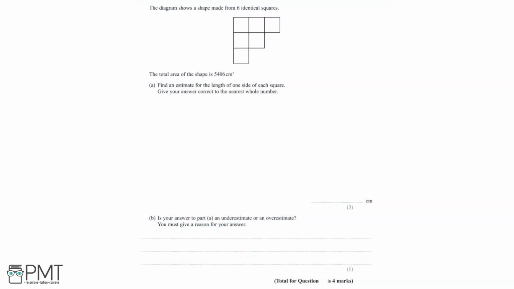In this question, we're given a diagram which shows a shape made from 6 identical squares. We're told that the total area of the shape is 5,406 centimeters squared. And in part A, we need to find an estimate for the length of one side of each square, giving our answer correct to the nearest whole number.